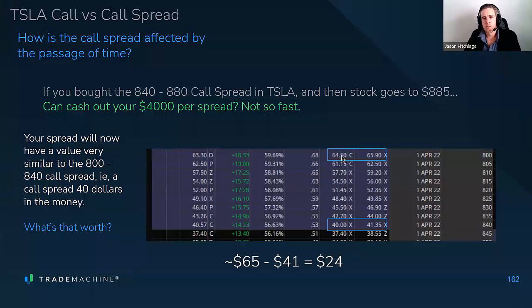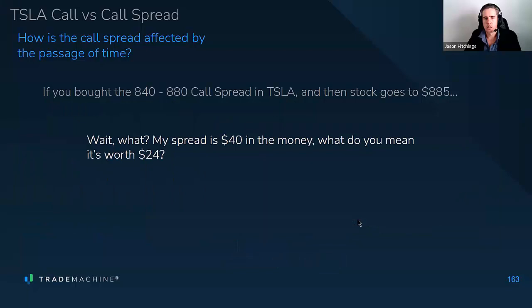Okay, well, let's look at it. So the 800 call is trading around $65, and the 840 call is trading around, call it 41. So the difference is $24. But that's a little funny, right? This option's $40 in the money. This one's not in the money at all, really, maybe a few cents, but the difference is only $24. Well, that's strange. It feels like it ought to be $40, and ultimately it will be $40, but right now it's not.